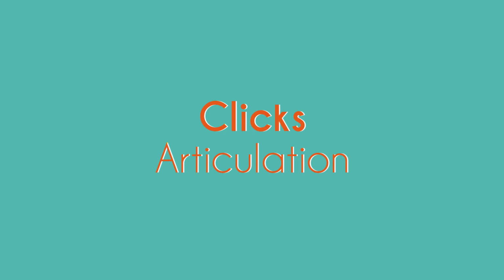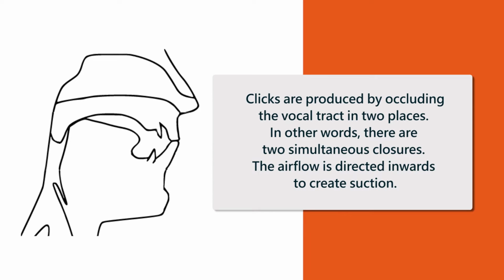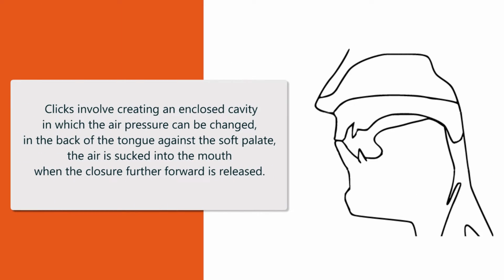Now I'm going to focus on what clicks are. Clicks are produced by occluding, which is closing, the vocal tract in two places. One place is the velum that I just explained. Then there's another place, and this happens by co-articulation. They happen simultaneously. Click is a manner of articulation that involves suction, sucking the air into the mouth. When do you suck the air into the mouth? When the closure that is further forward in the mouth is released, pretty much like a plosive, but it's inward, like a suction.